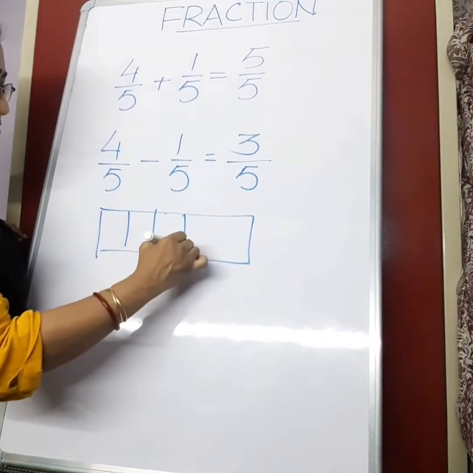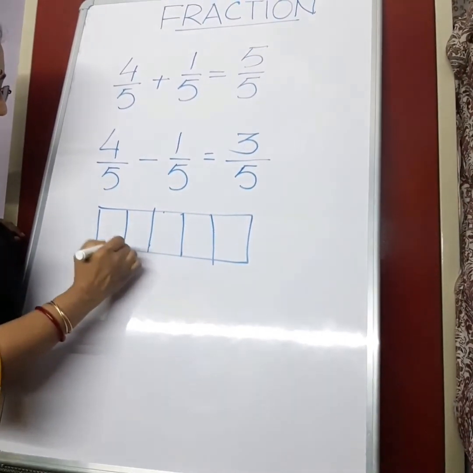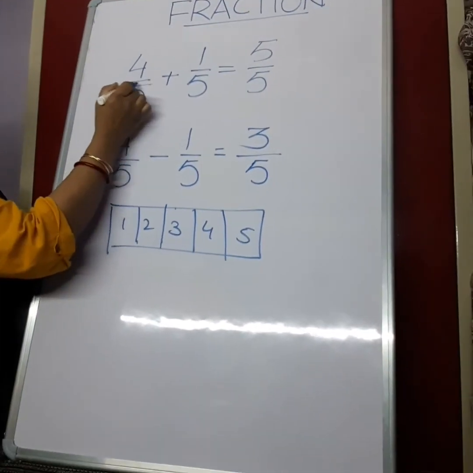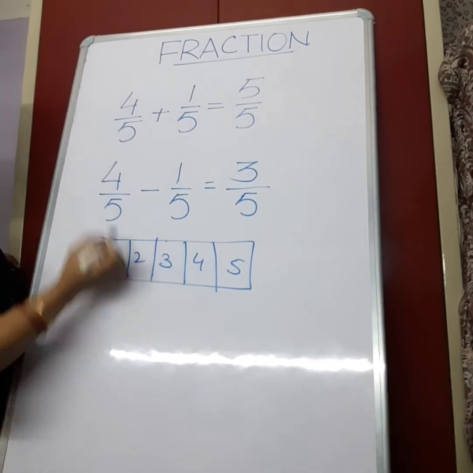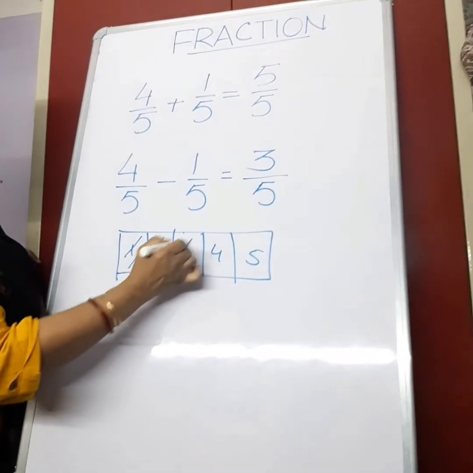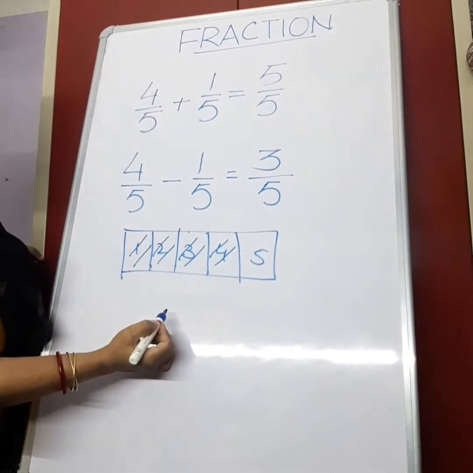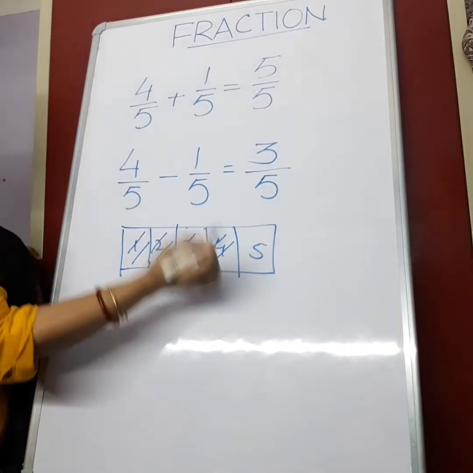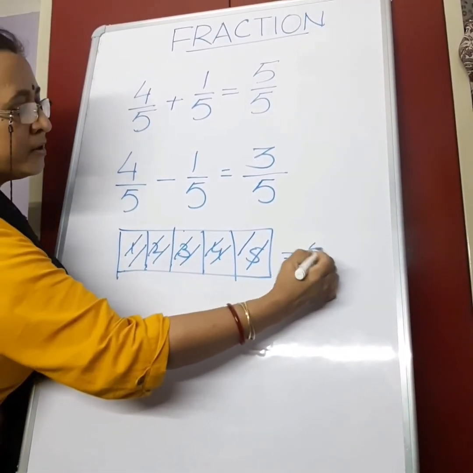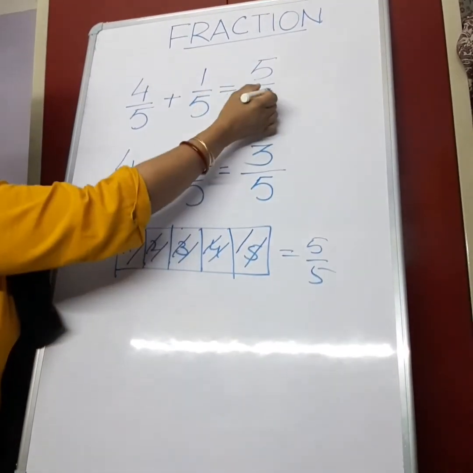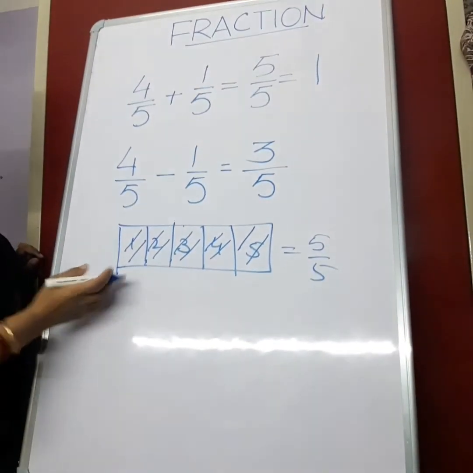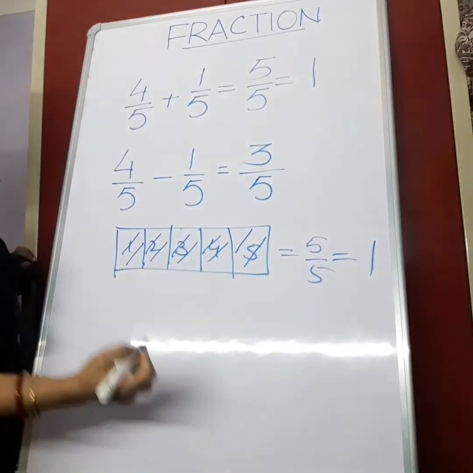1, 2, 3, 4, 5. Here, one thing is divided into 5 parts. Out of that, 4 parts I have taken and I add one more part. So it becomes 5 by 5. Here it is. And 5 by 5 means one whole. The whole thing I have taken. So it is one whole.